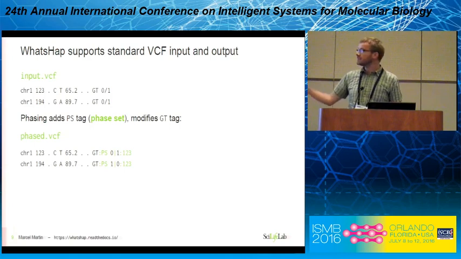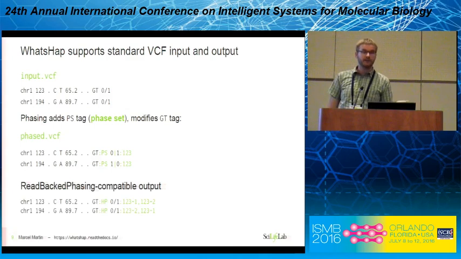And the GT tag now tells you how the phasing actually is, so how the alleles look like, what the haplotype is, sorry. And we even support read-backed phasing compatible output, which is basically the same information encoded in a slightly different way.